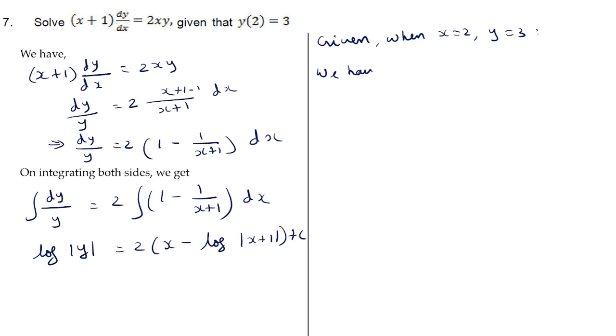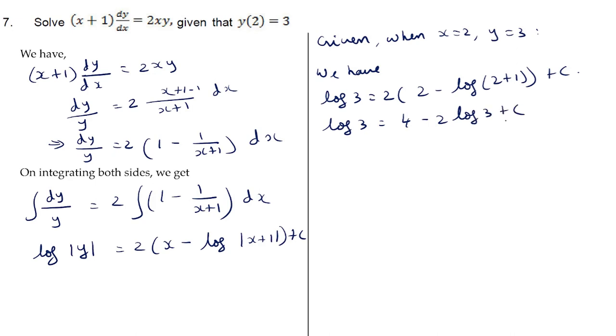We have log 3 is equal to, here we are substituting x as 2 and y as 3. Log 3 is equal to 2 into 2 minus log of (2 + 1) plus c. Or log 3 is equal to 4 minus 2 log 3 plus c. So from this we get c is equal to, when we take this minus 2 log 3 to the other side, it becomes plus 2 log 3 plus log 3, which is 3 log 3 minus 4. So this is c.